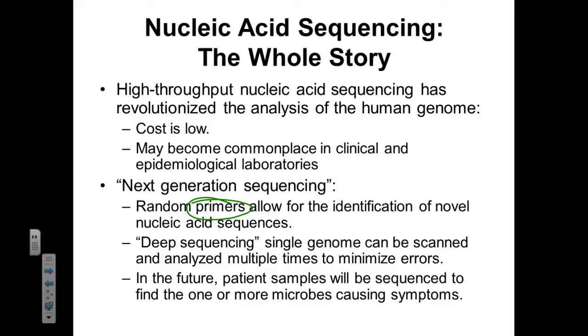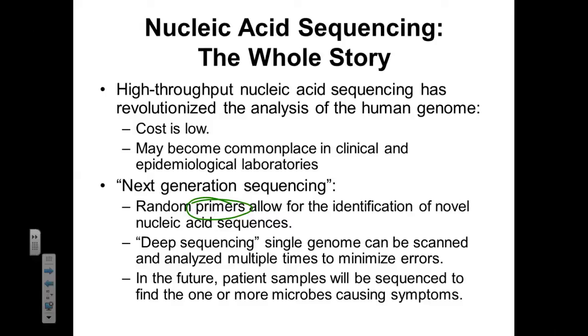So when we're synthesizing new DNA, we'll start with single-stranded DNA, attach the primer, and then DNA polymerase can attach to the single strand and start synthesizing or replicating the genome. This deep sequencing of the entire genome with the random primers can be analyzed multiple times and scanned very rapidly to minimize the amount of errors.